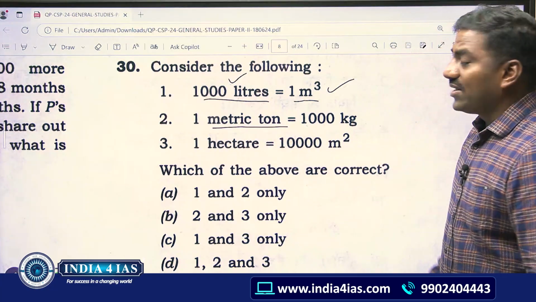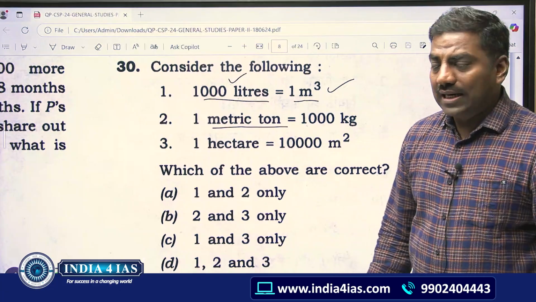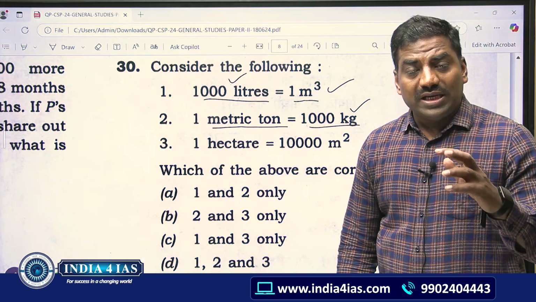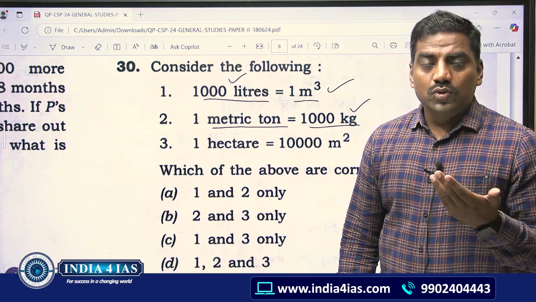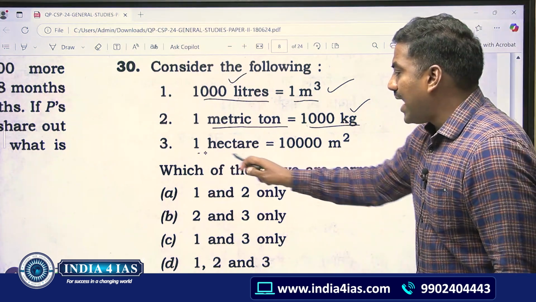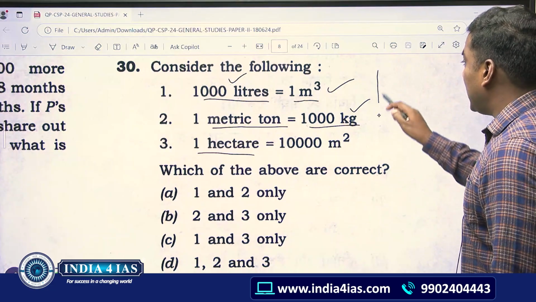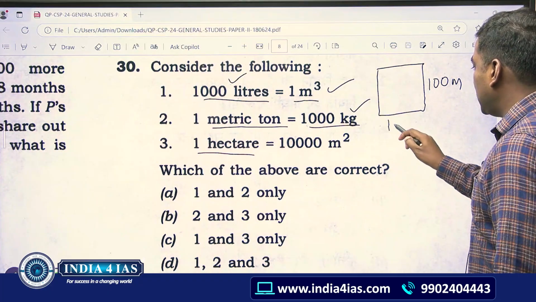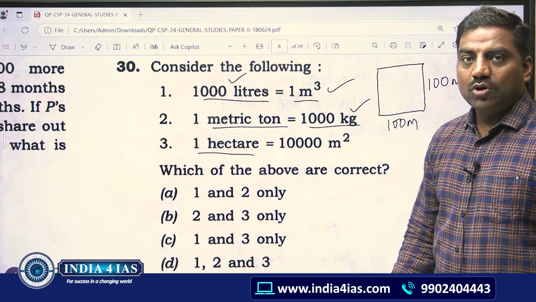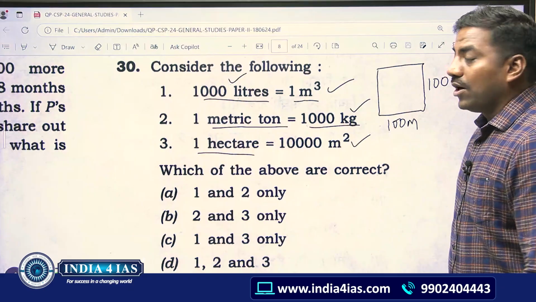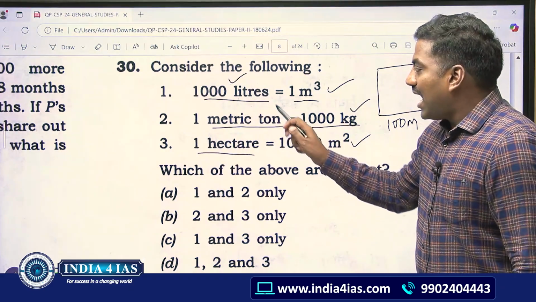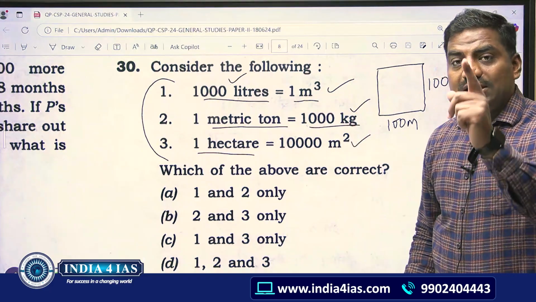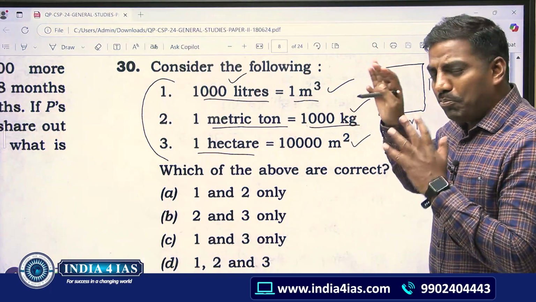Then 1 metric ton. 1 metric ton is nothing but our ton. That is 1000 kg. Even people don't know the difference between quintal, ton, all that. So this is very practical. Those who know the practical can answer this one. Then 1 hectare. 1 hectare is a space where in that square, both the sides are measuring 100 meters. So 100 meter into 100 meter is 10,000 meter square. I am damn sure 50% of the aspirants will not be knowing at least one of these things. So this is completely practical.